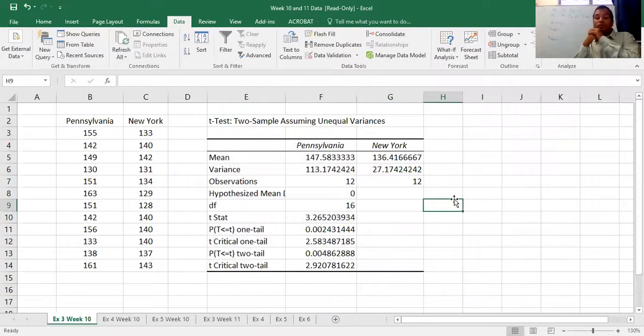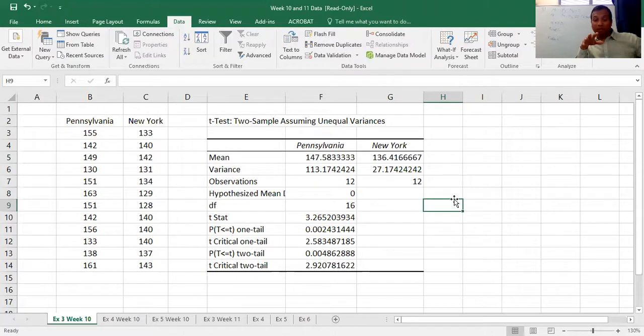You see the output: for the two different cities, the mean value for Pennsylvania and New York. The same goes for the variance for both cities. The observations are 12 and 12, that is, 1 is 12 and 2 is 12. What is the degree of freedom?